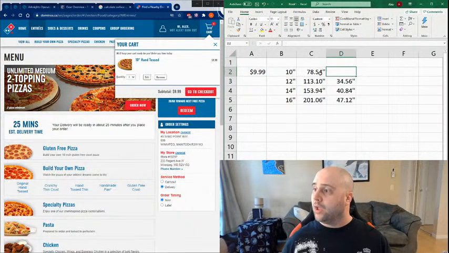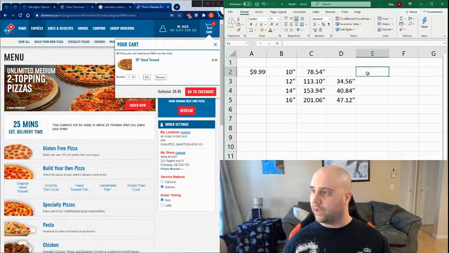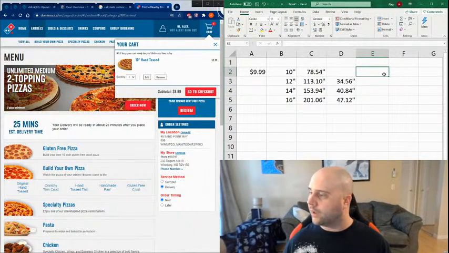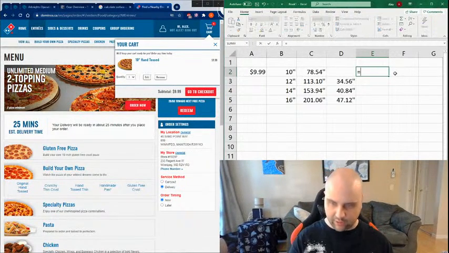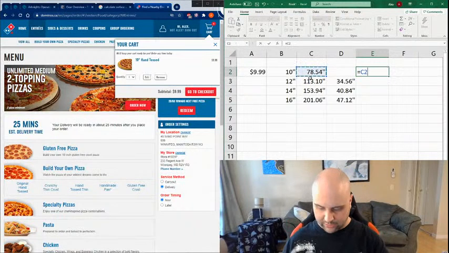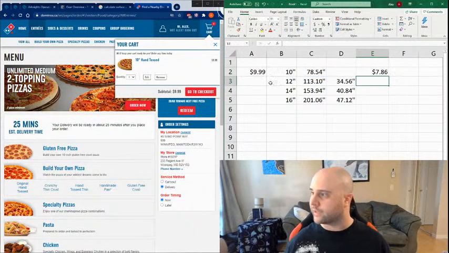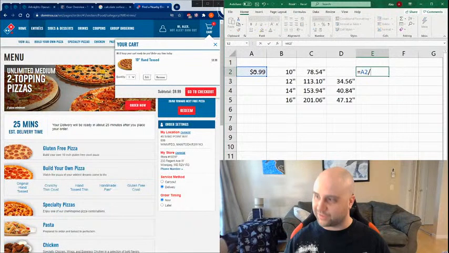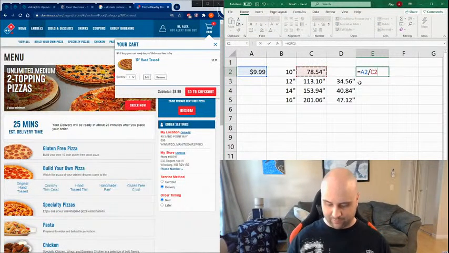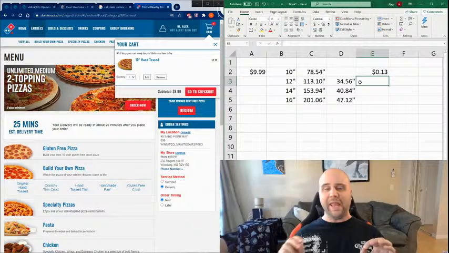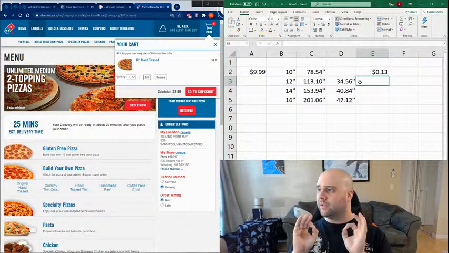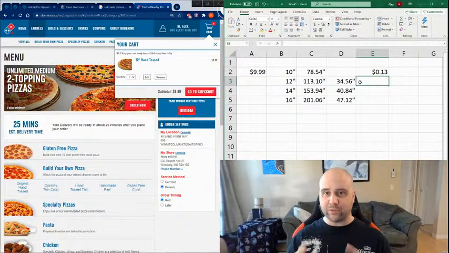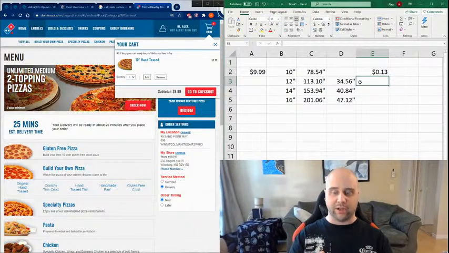Okay. So, what we want to do is we want to take our dollars. Where do I want it? Right here is fine. We're going to go how much we're spending divided by dollars. I think that's the right way. No, that doesn't make any sense. We want to do it the other way around. Dollars divided by... Guess and check! Okay, so we are paying 13 cents per square inch. All right? So that's what we're getting on the 10-inch hand tossed.